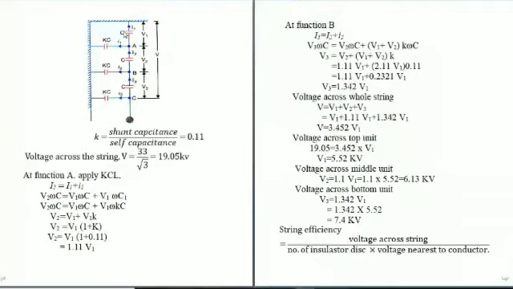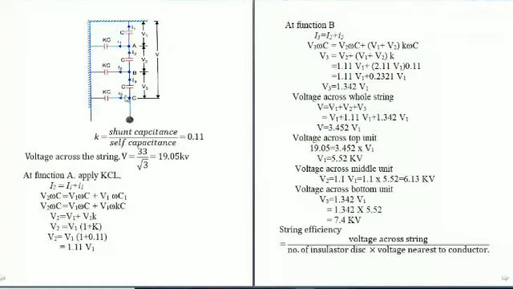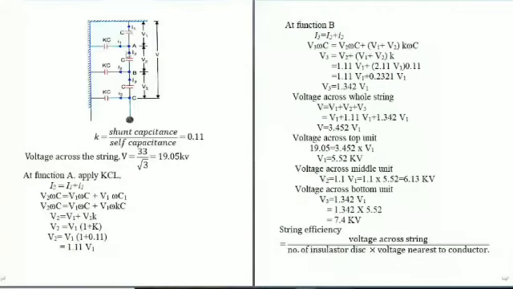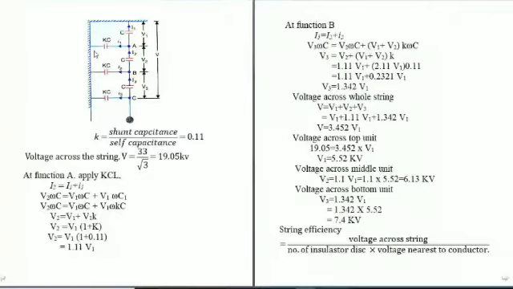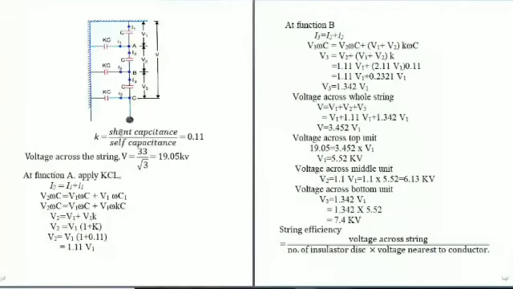The three insulators C, C, C are drawn here as the equivalent capacitor. That is called the self capacitance. In between the tower and this point A, B, C, there is a capacitive effect that is called the shunt capacitance. Based on this, we have to calculate the value of K. The K value is equal to the ratio between the shunt capacitance and the self capacitance. In the problem, that value is given as 11%.